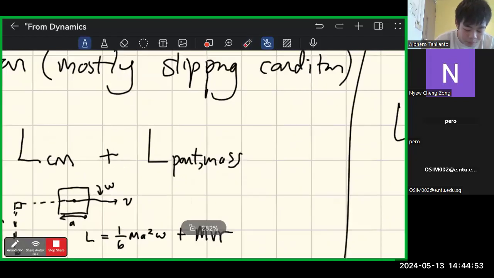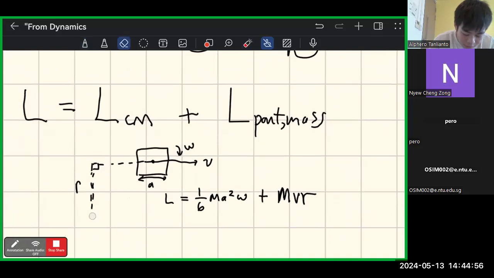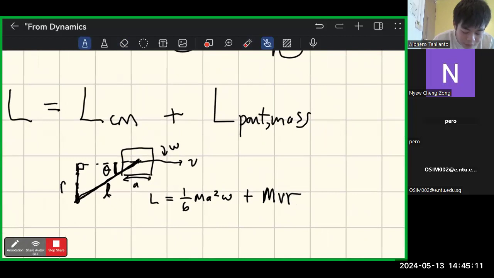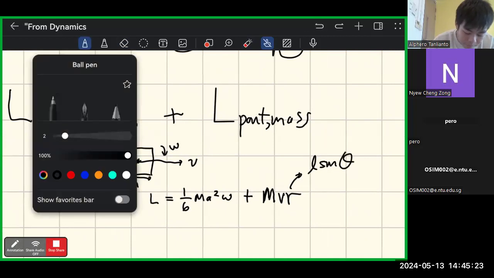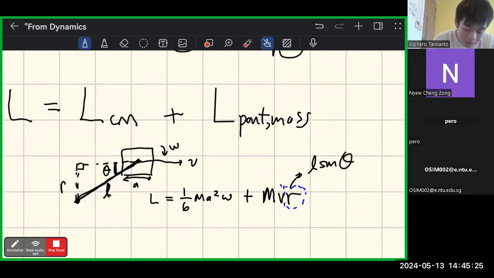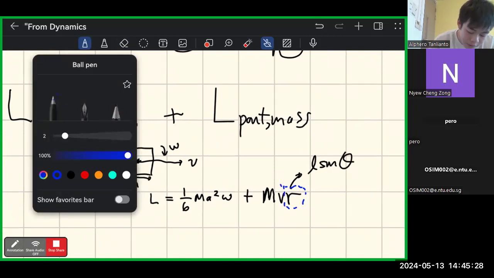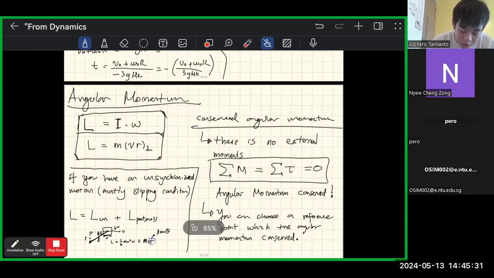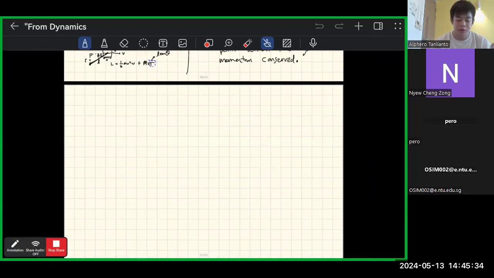But for example, if it's not perpendicular, let's just say that you are given that this length is L, the little L, and there's an angle theta here. The r and the v are perpendicular when r is L sine theta. So r can be L sine theta here. Okay, this is the theory of angular momentum. And after this, we will try one of the problems.